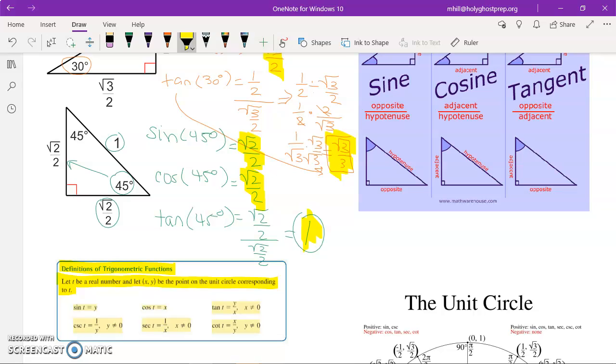Notice the S's don't match up. Cosecant starts with a C. That one is matched up with sine. So just be careful whenever you're writing them.